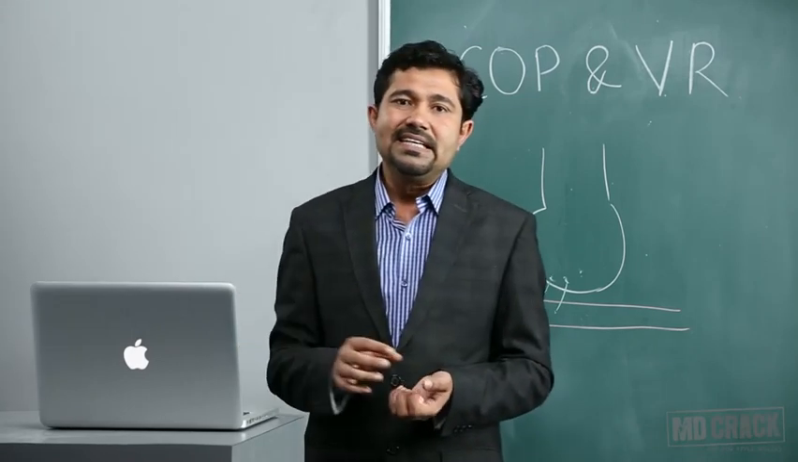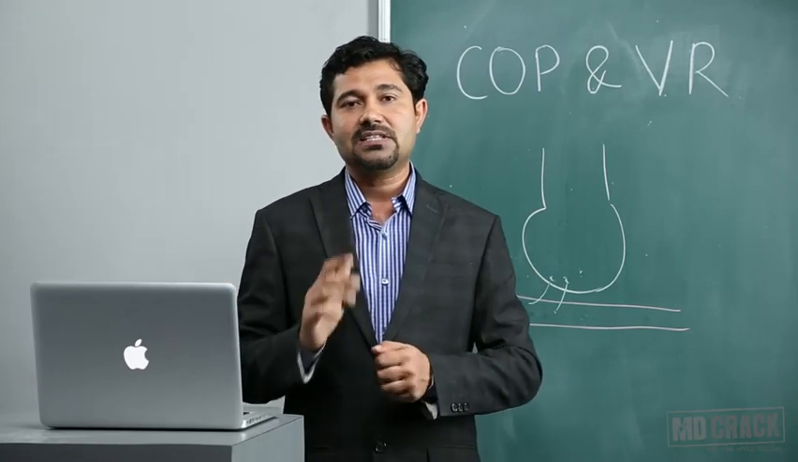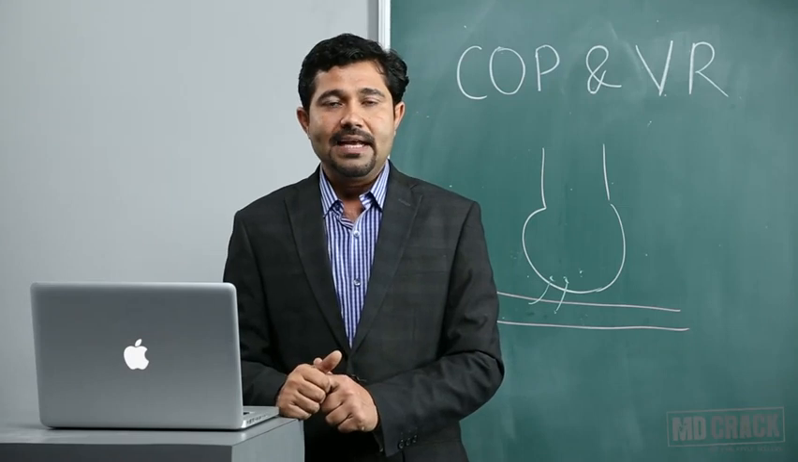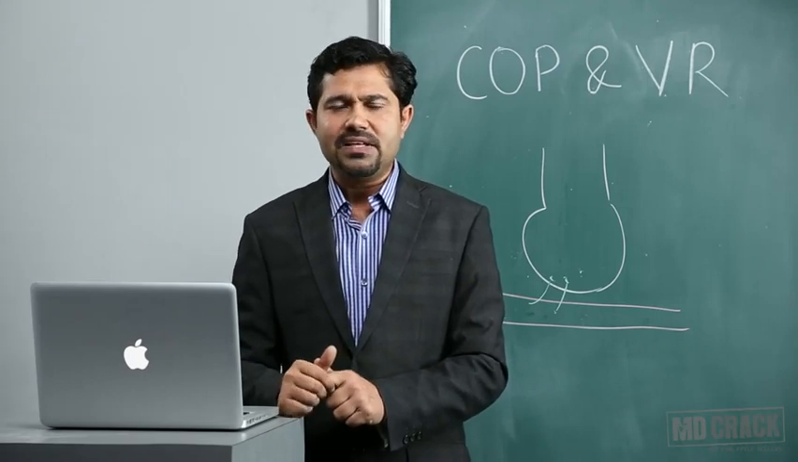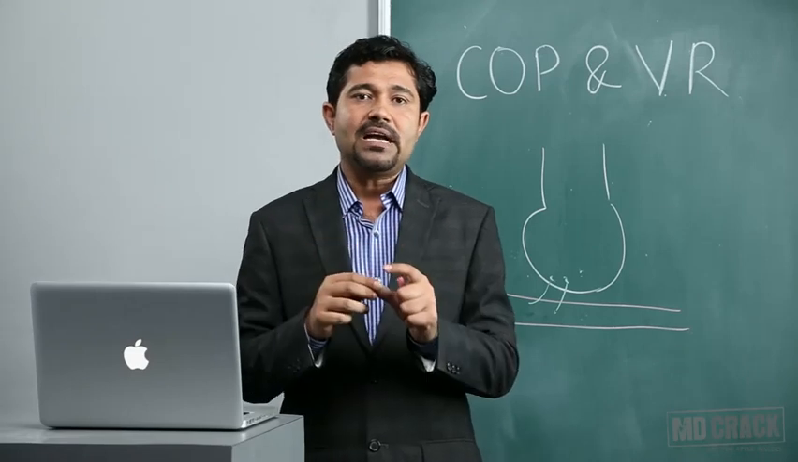So we have seen that the heterometric regulation is mainly mediated through the Frank-Starling law. And the Frank-Starling law is very, very important in the case of the heart. I can say that without the Frank-Starling law, the normal functioning of the heart would have been very difficult. What are the things which the Frank-Starling law takes care of? It ensures that the venous return is equal to the cardiac output. Imagine what would have happened.